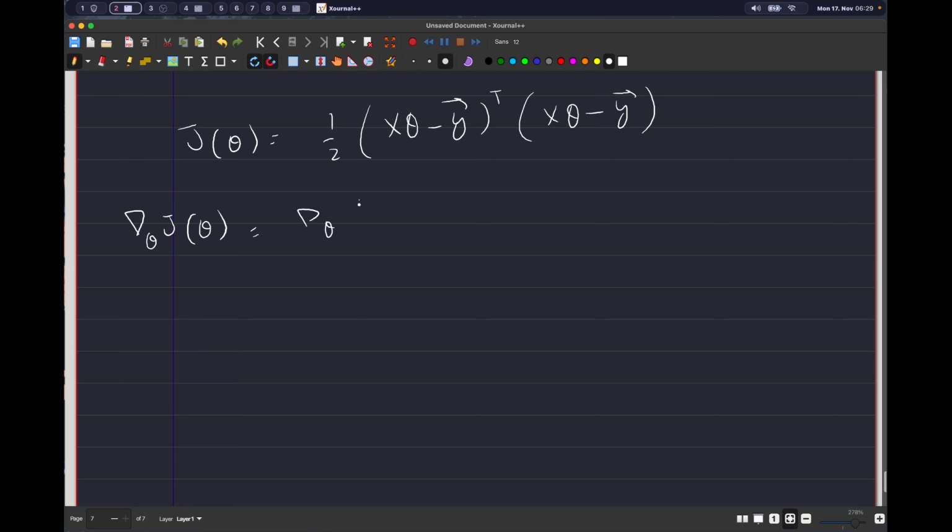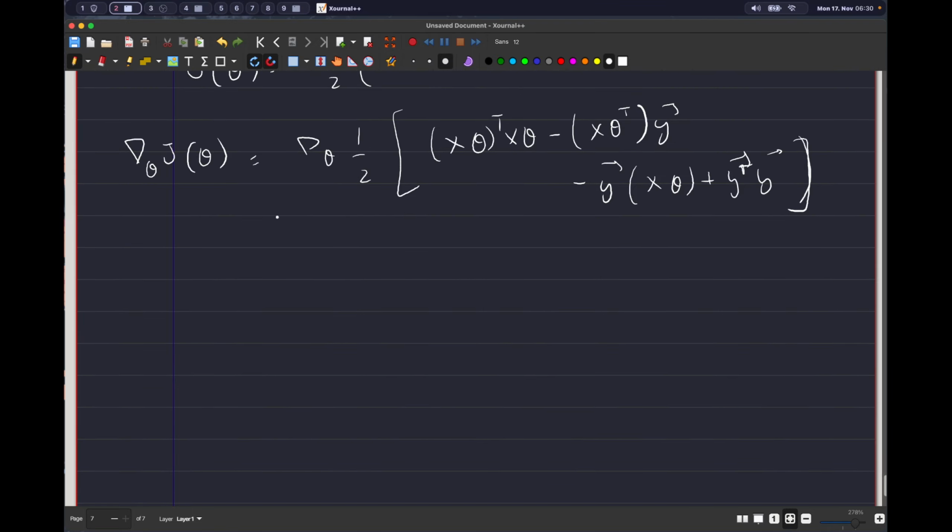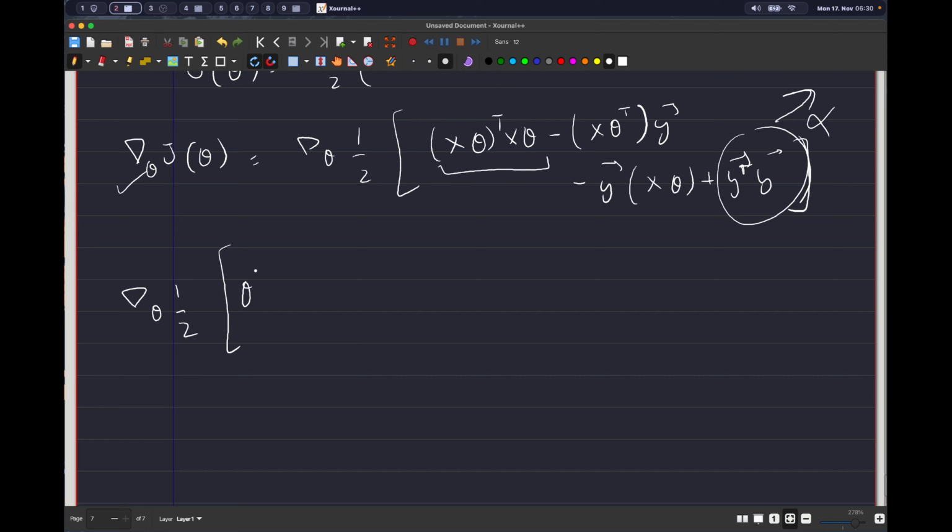Let's multiply the terms inside. So half times (X theta) transpose X theta minus (X theta) transpose y vector minus y transpose X theta plus y transpose y. There's a transpose here, right? And when we are taking the gradient with respect to theta, the y transpose y term does not matter, so you can remove it. So it comes out to be half, and you can write the first term as theta transpose times X transpose X theta.